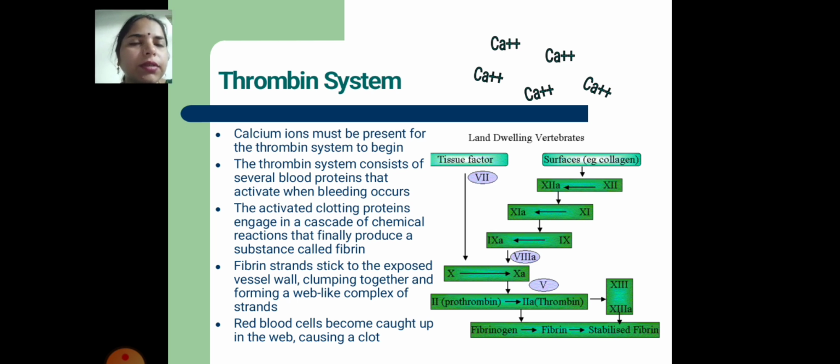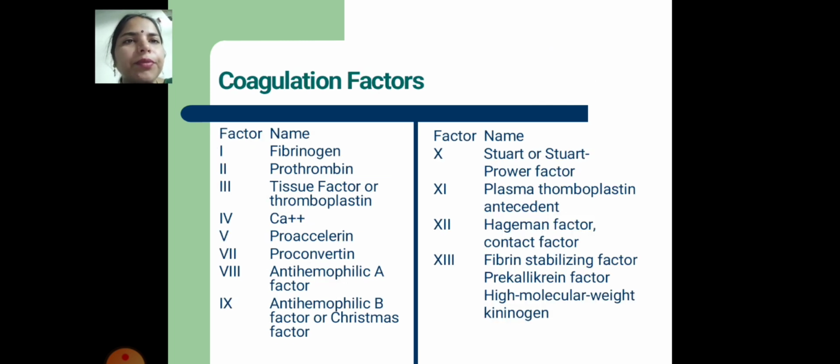Next is the thrombin system. Calcium ions must be present for the thrombin system. The thrombin system consists of several blood proteins that activate when bleeding occurs. The activated clotting proteins engage in a cascade of chemical reactions that finally produce a substance called fibrin. Fibrin strands stick to the exposed vessel's wall, clumping together and forming a web-like complex of strands. Red blood cells become caught up in the web, causing a clot.